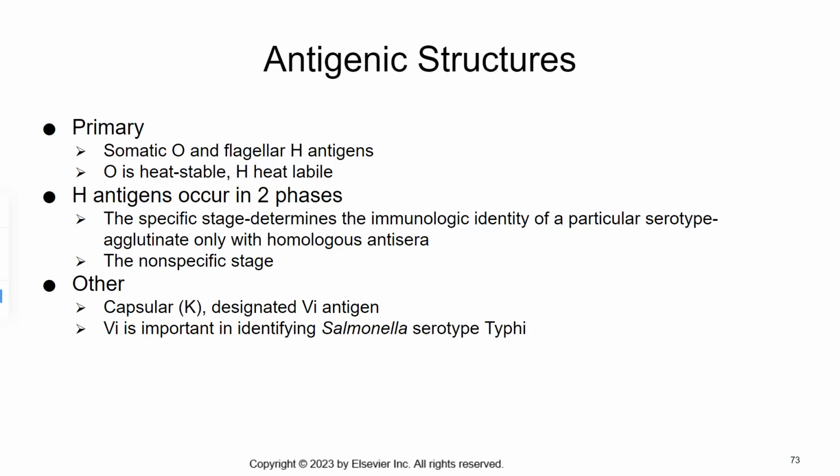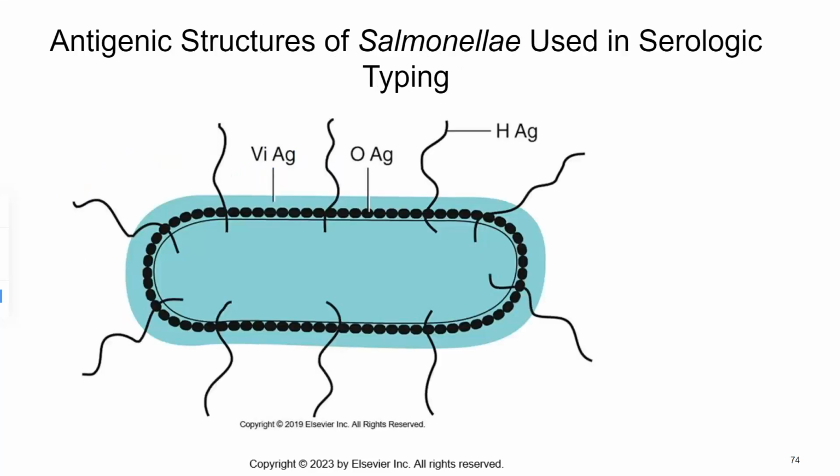Antigenic structures. So primary somatic O and flagellar H antigens. O is heat stable, H is heat labile. You do need to be familiar with these antigens because a lot of our quick and rapid tests for Salmonella have to do with antibodies against these antigens. So there's the O antigen and there's the H antigen used in serological typing.